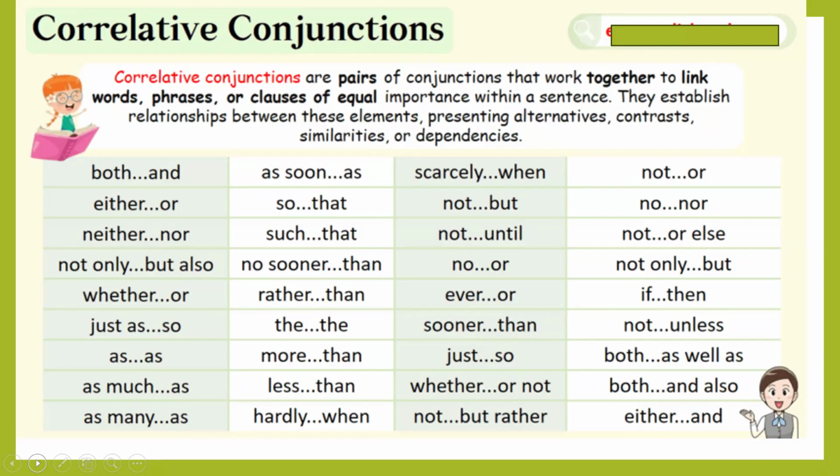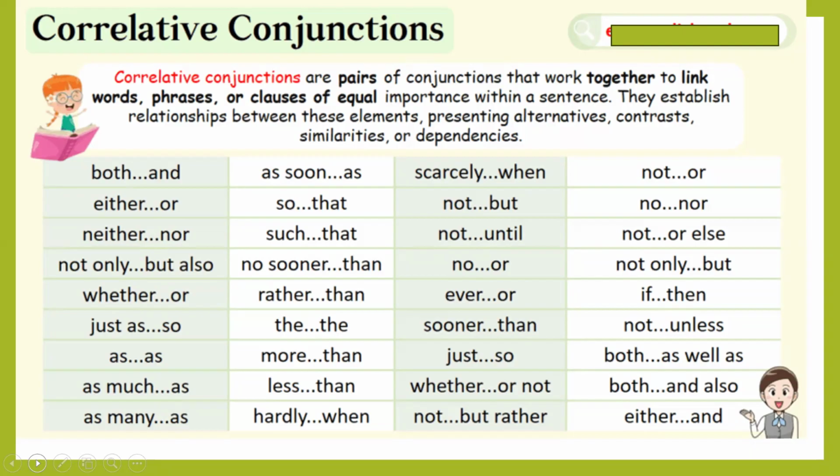I will make one more video only for the correlative conjunctions. So correlative conjunctions are a pair of conjunctions that work together to link. What are they linking? They are linking words, phrases, and clauses of equal importance within a sentence. So they establish relationships between these elements, presenting alternatives, contrast, similarities, dependence.